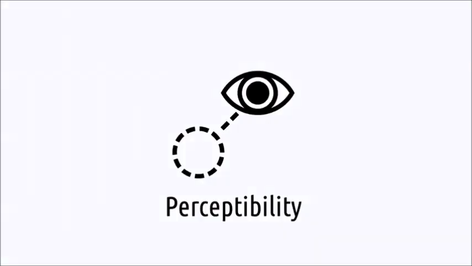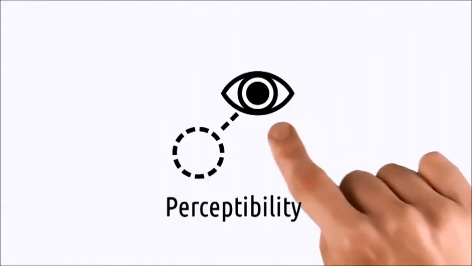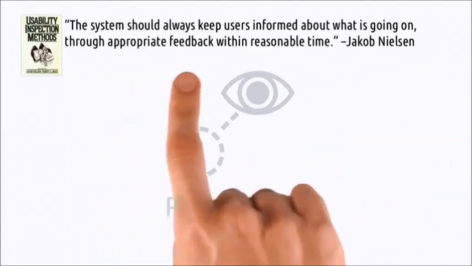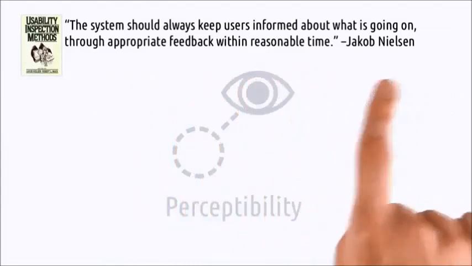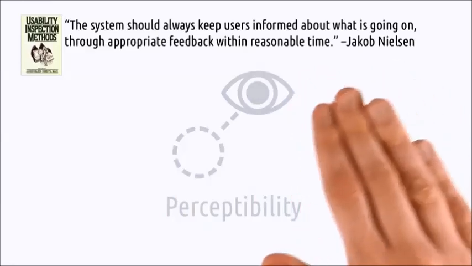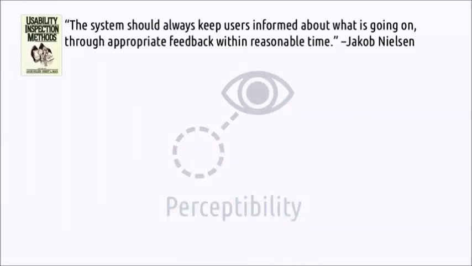That actually forms a pretty intuitive mapping. Our next principle is perceptibility. Perceptibility refers to the user's ability to perceive the state of the system. Nielsen writes that the system should always keep users informed about what is going on through appropriate feedback within a reasonable time. That allows the user to perceive what's going on inside the system.